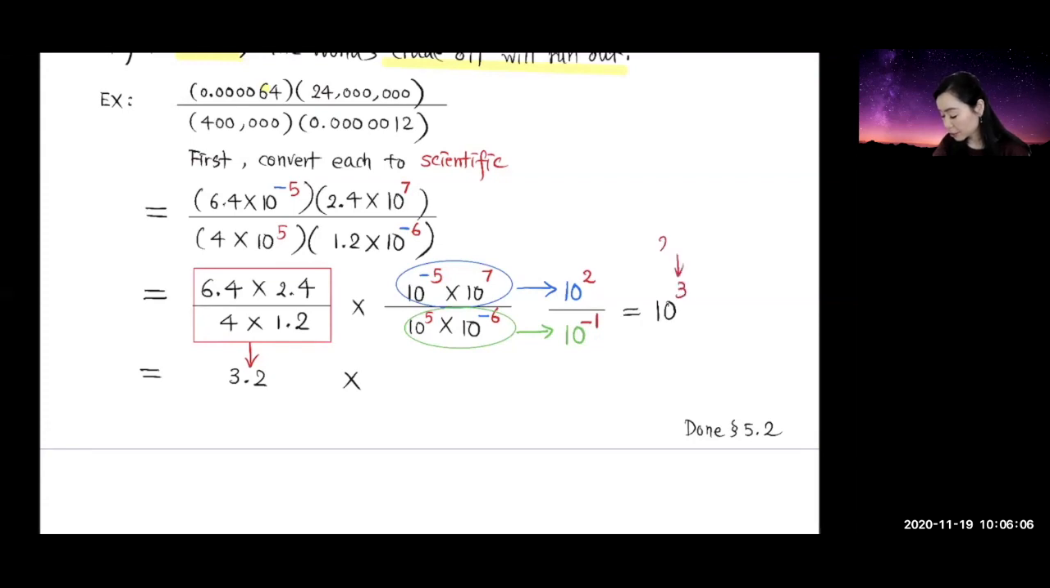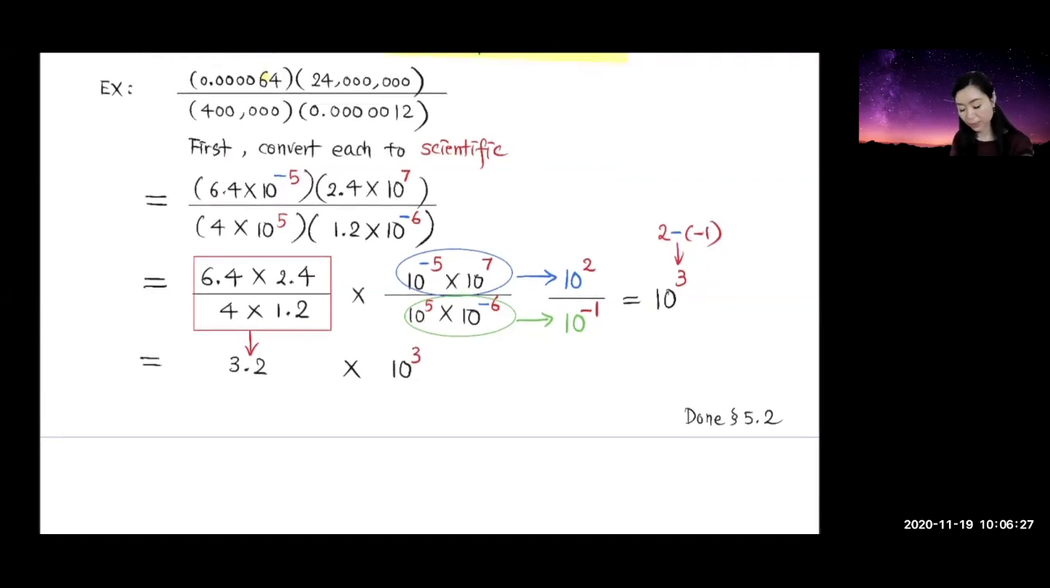Because there's 2 subtracting the negative 1, then you get positive 3, right? 2 subtract negative 1 gives you positive 3. So 10 to the third power. So this will be 10 to the third power over here. So this is all in scientific notation. That's good.